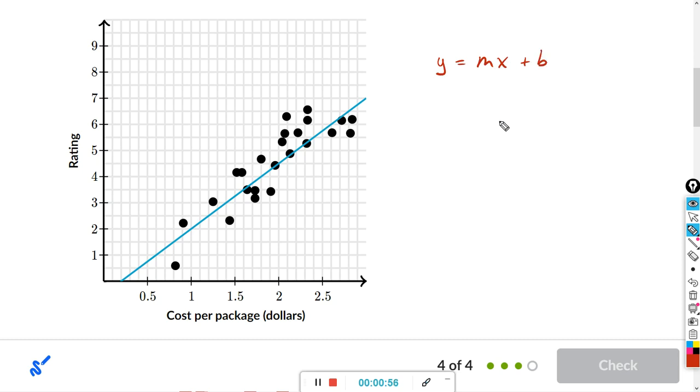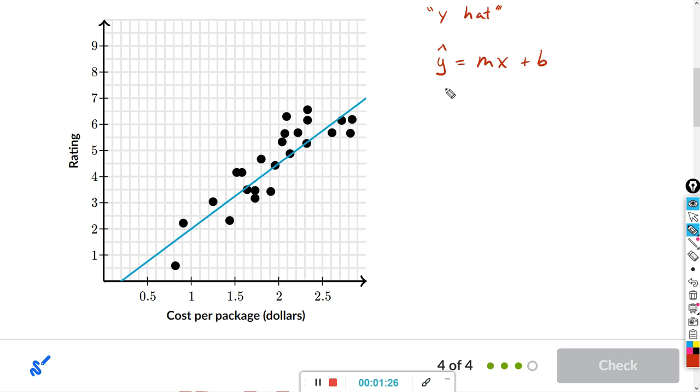In statistics they use this symbol on top of the y. You just call it y hat, because it's basically fitting a line to the data points. The points aren't all on the line, so it's like an estimate of the points, or an estimate of the line.